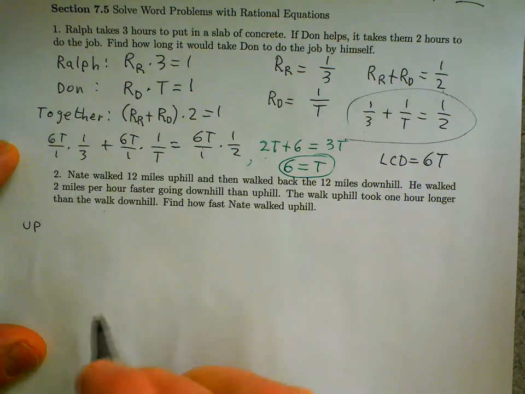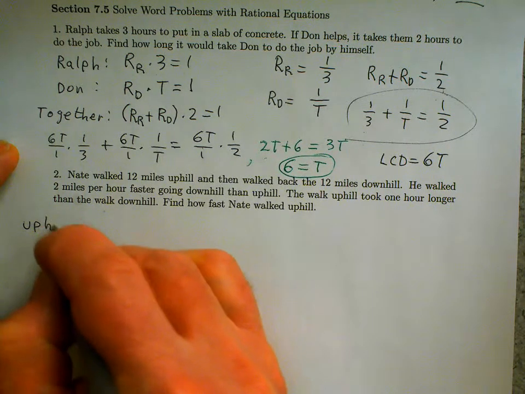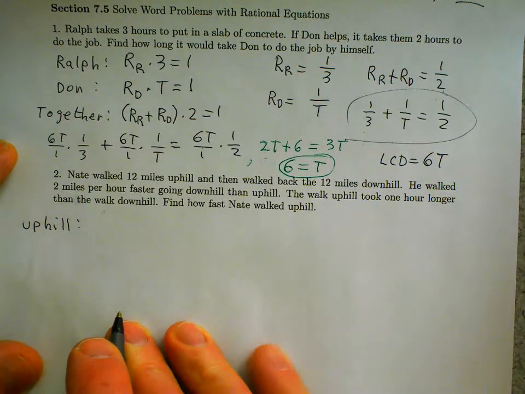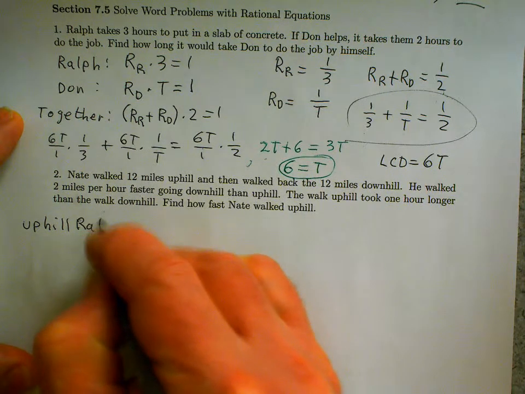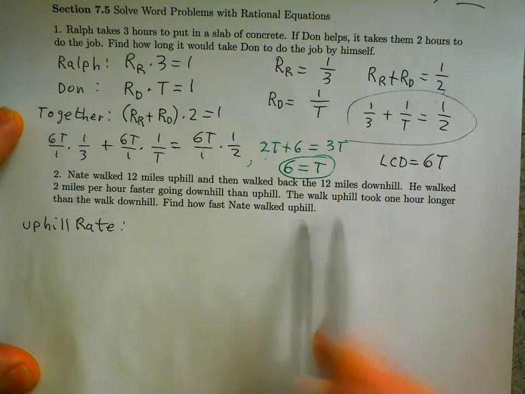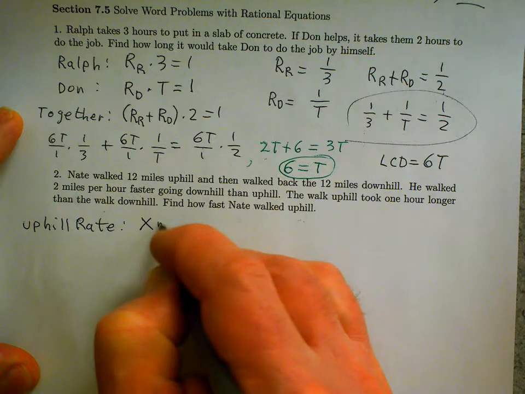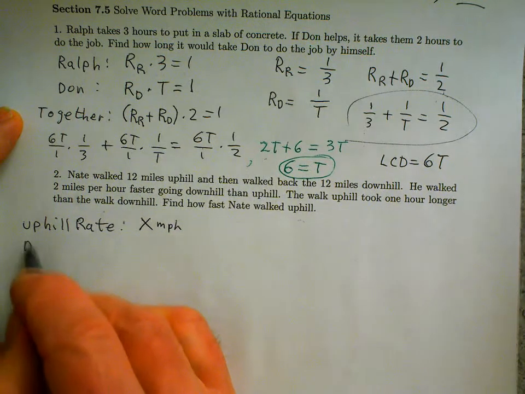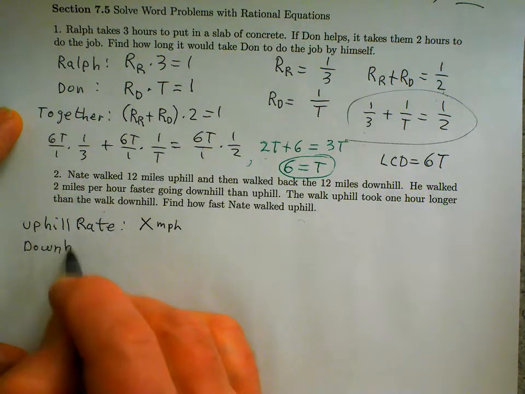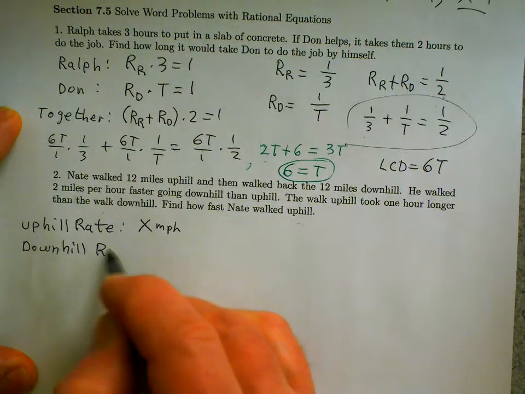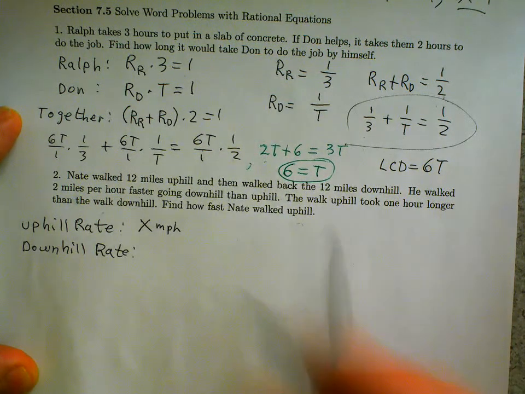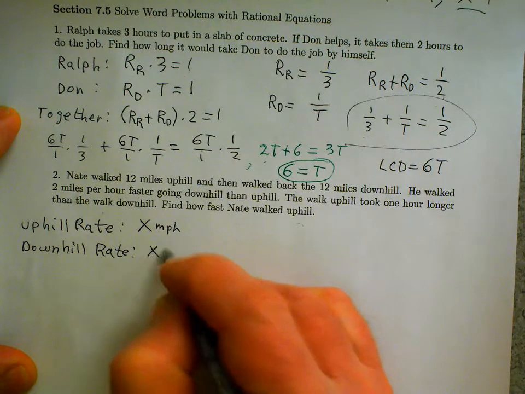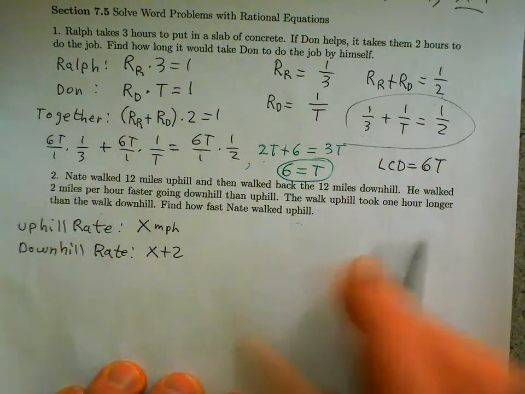So this is a uniform motion problem. Equations have the form rate times time equals distance. So the uphill rate, we're supposed to find the uphill rate. So let's use x, miles per hour. The downhill rate was faster by 2 miles per hour. So going downhill, x plus 2 is the rate, x plus 2 miles per hour.